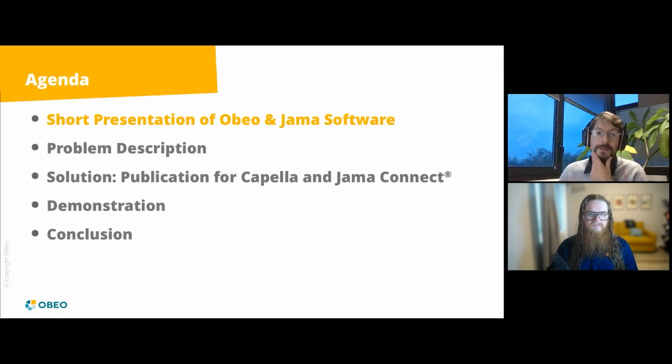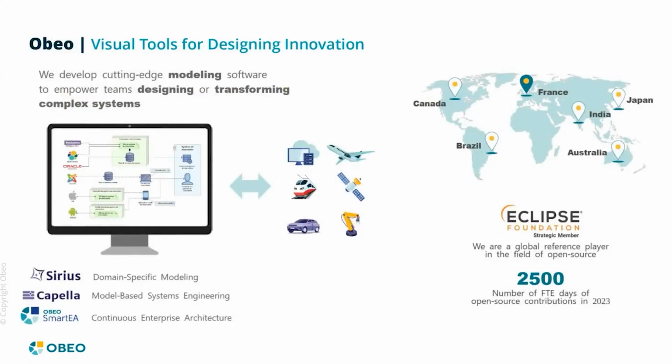Okay, so first of all, a quick presentation of Obeo and Jama software. So I will start. At Obeo, we develop cutting-edge modeling software to empower teams that design or transform complex systems. We are based in France with antennas in Canada, Brazil, India, Japan, and Australia. We are a strategic member of the Eclipse Foundation, and as such, we are very much involved in the open source community, contributing about 2,500 man-days of work every year in open source.